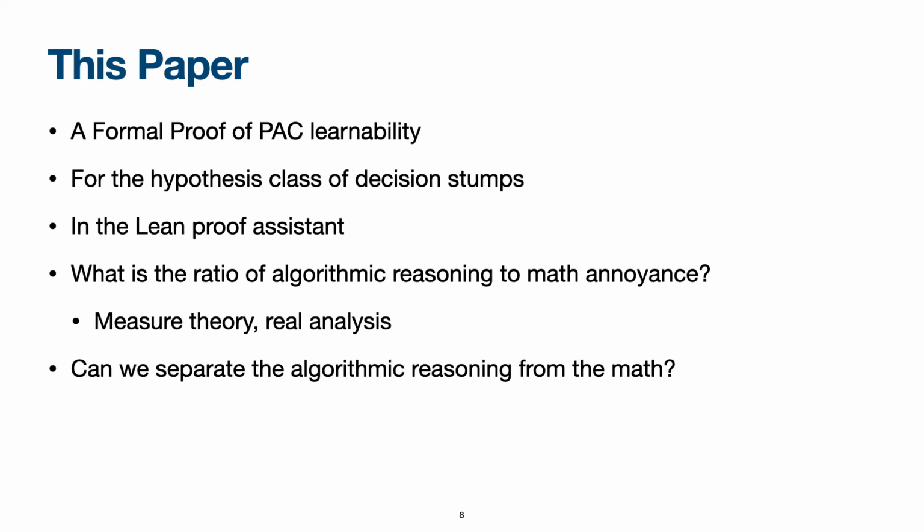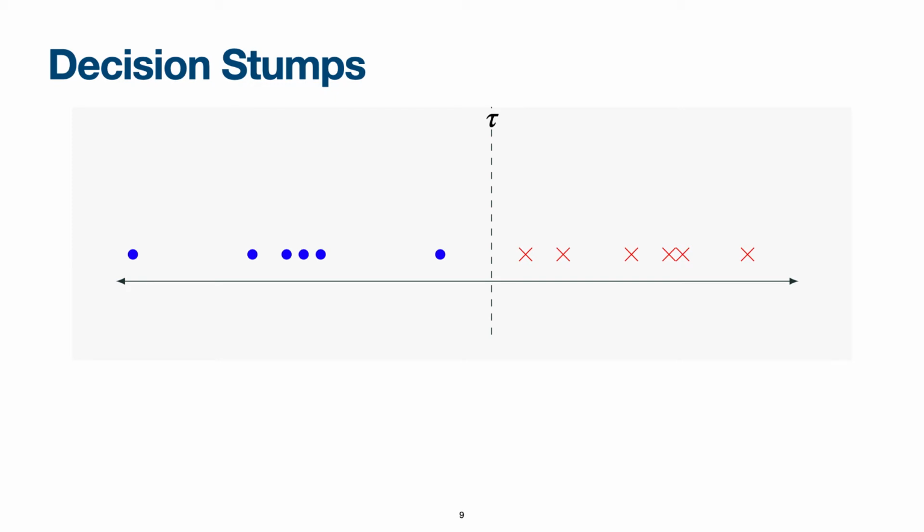And then the second question is, how can we organize such a development? Can we isolate the parts of the development that have to do with reasoning about the algorithm, as opposed to establishing all of the required properties from measure theory and so on? The problem of decision stump is very simple, but it's the classic example in learning theory, to introduce learning theory, because it really characterizes what a proof of PAC learnability should be.